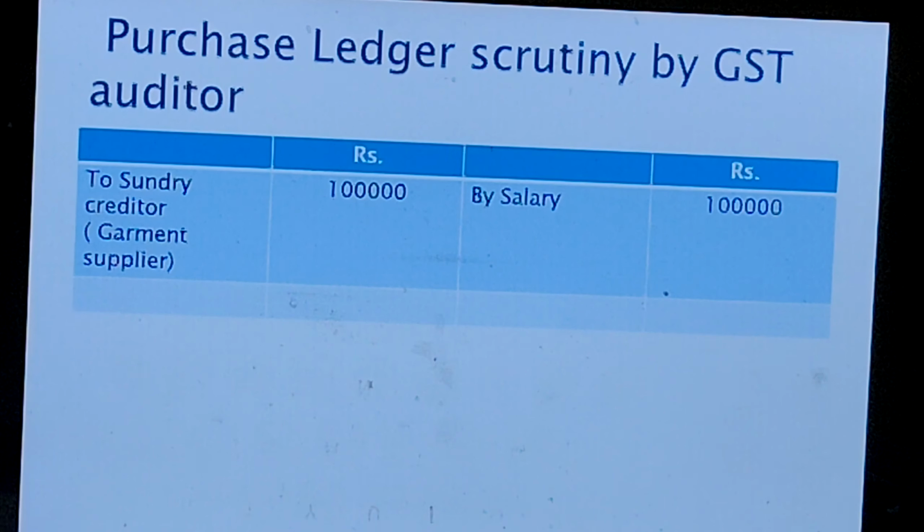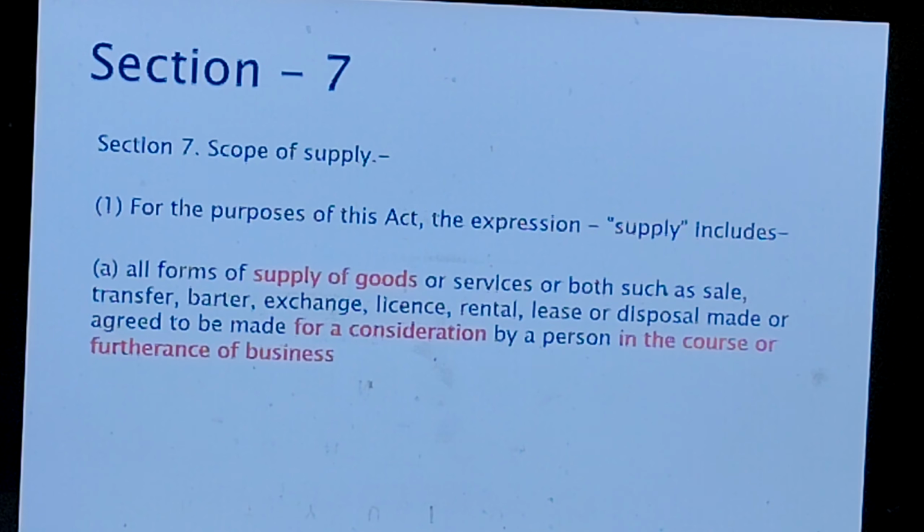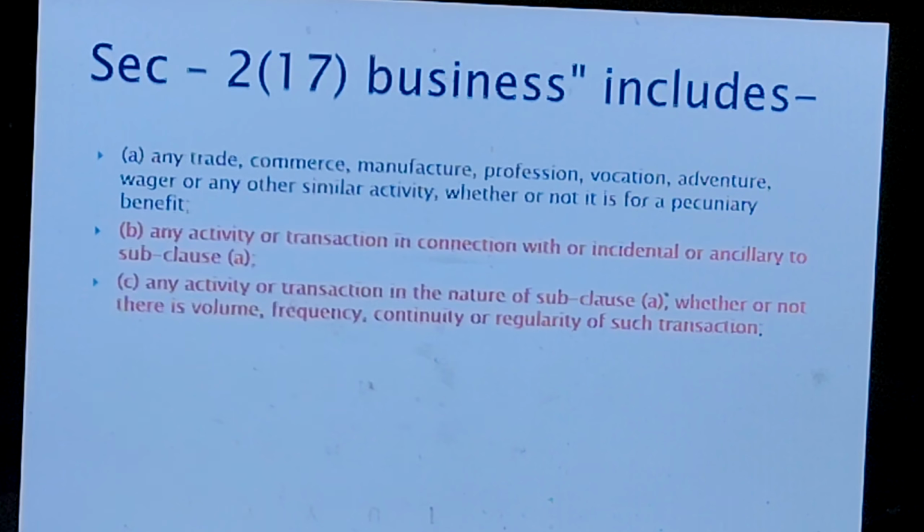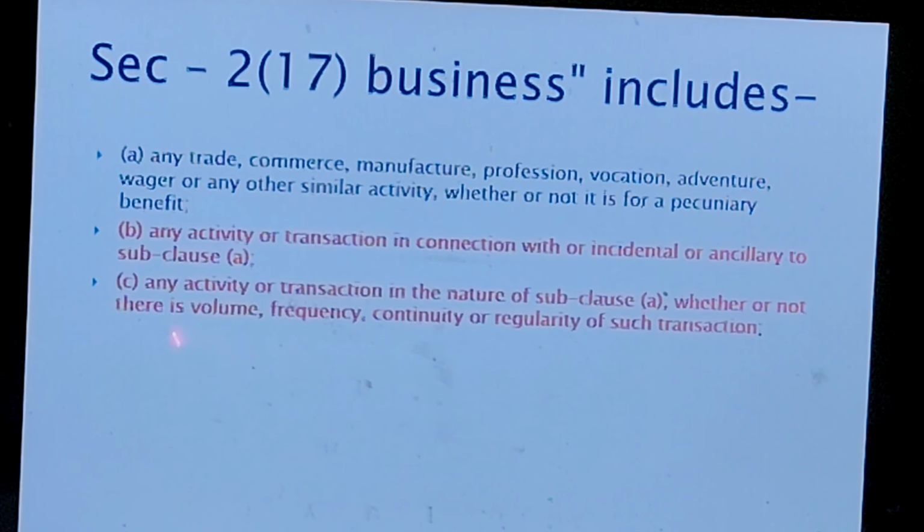Great. To answer your question, let us have a look at the definition of business as per section 2 subsection 17 of GST Act. So what is mentioned in section 2 subsection 17? If you see clause B, here it is mentioned any activity or transaction in connection with or incidental or ancillary to subclause A. So clause A is trade and commerce.